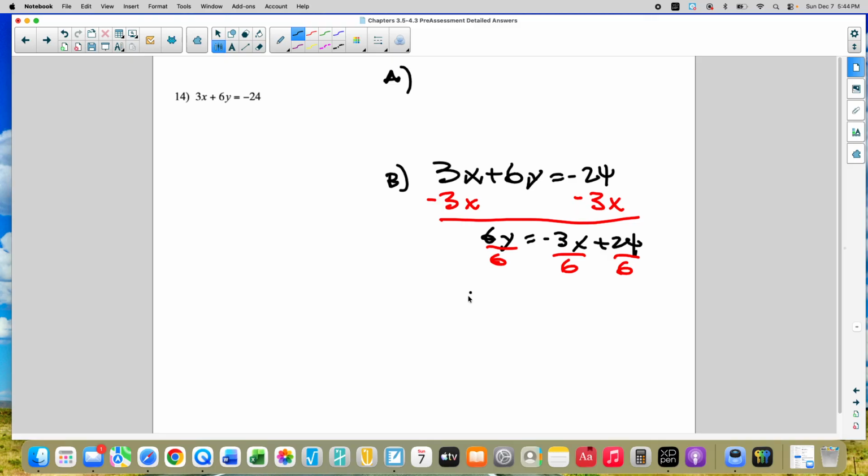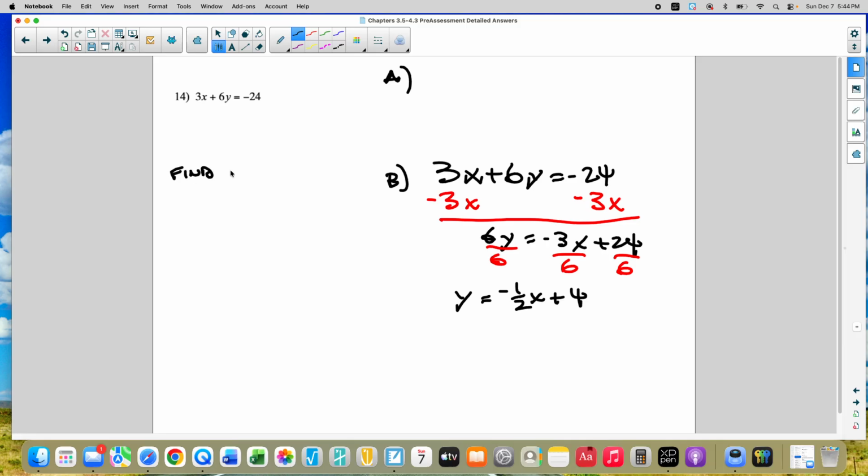And my equation in slope-intercept form is y = -1/2 x + 4. Make sure you simplify that fraction. So now I see the slope and I see a point. Now let's pick a different point. Let's plug in one.